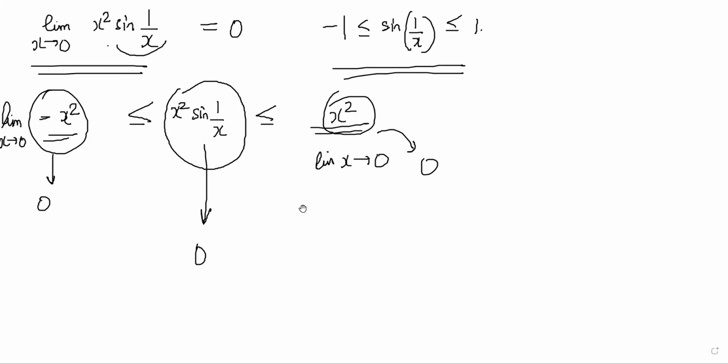We can also take another example, which is actually the same example: x into sine 1 by x also follows the same thing, because it will be between minus x and x. One slightly more advanced example will be this one.